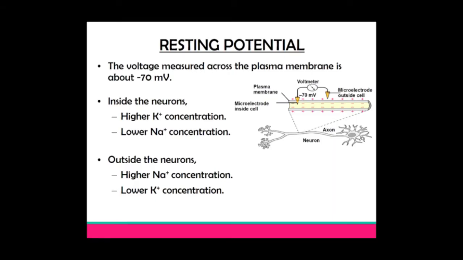A resting potential is the difference in charge which exists between the inside and the outside of the cell membrane. In an excitable cell, the resting potential is about negative 70 millivolts. The negative sign indicates the interior of the cell is negative with respect to the exterior environment. Potassium ions and sodium ions play a critical role in the formation of the resting potential. For each, there is a concentration gradient across the plasma membrane of a neuron.